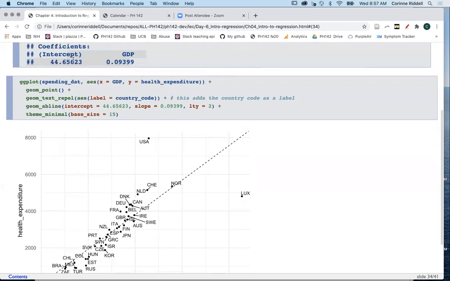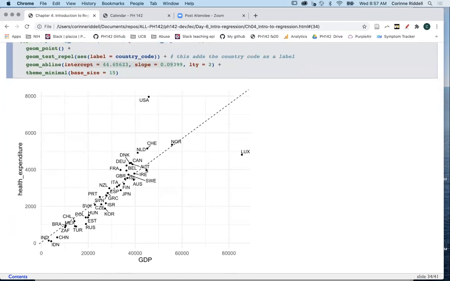Okay, then I can add my line of best fit here by using geom_abline, and I'm going to make it a dashed line just so it's easier to see with these data. So we can clearly see that US and Luxembourg are off of this line of best fit. But what I can do is remove them one by one from the data set and then recalculate my model, re-add my line of best fit.